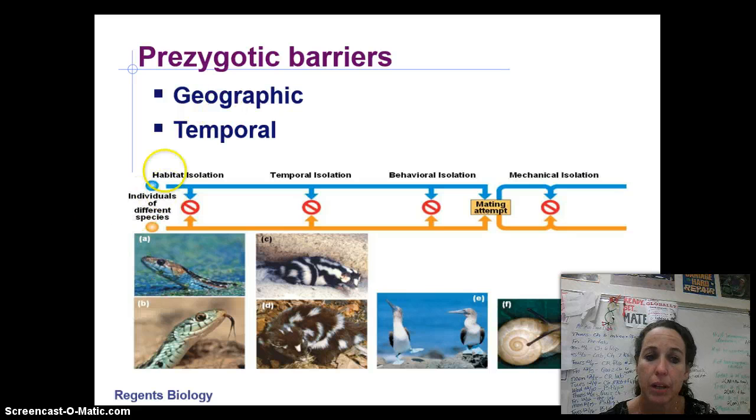Like in this example here, this snake lives in the water and this snake lives on the land. So they'll never come in contact with each other, so they're not going to reproduce. They're 2 different species of snakes.